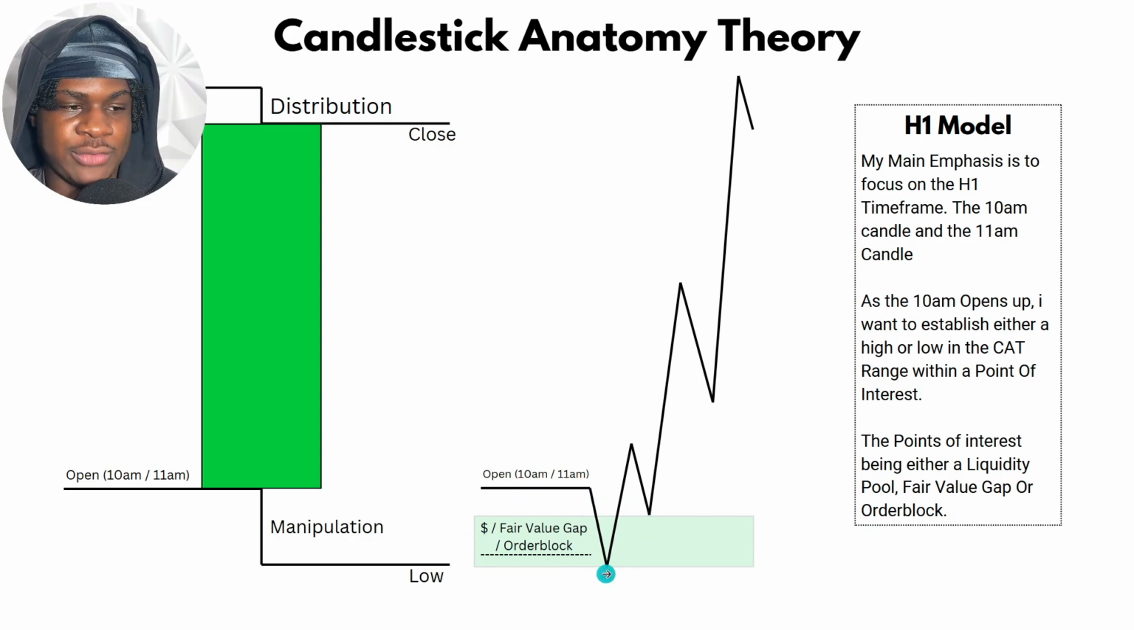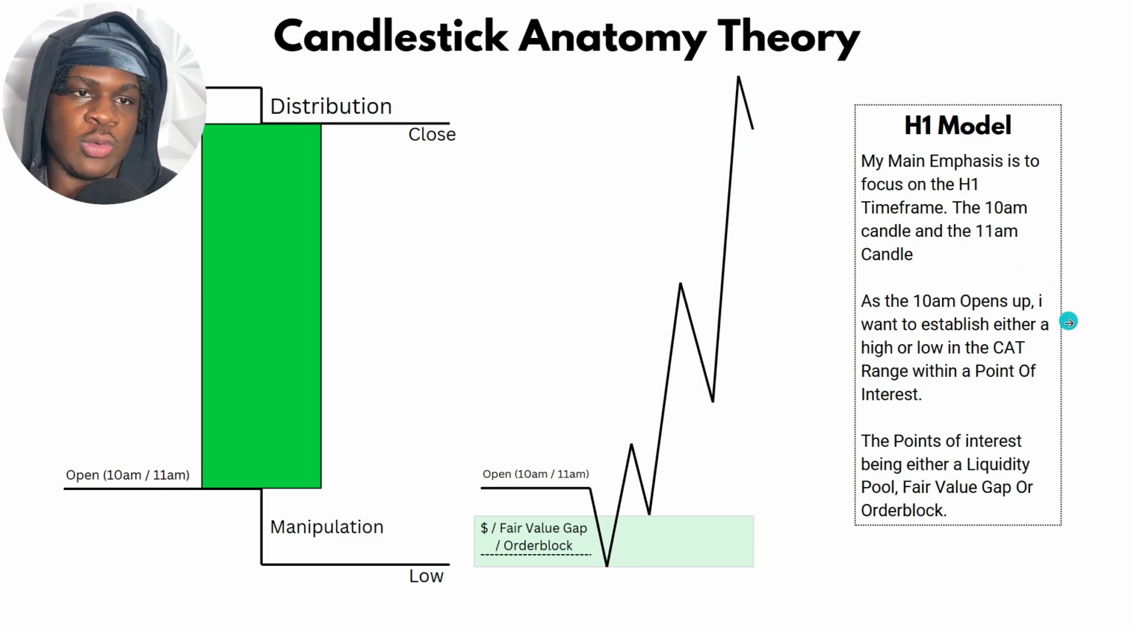And then after establishing this low and then getting this lower time frame breaker structure away from it, this is now a protected low, right? This low of that 1 hour candle is now a protected low, and obviously we can anticipate higher prices, right? This would be referred to as our H1 model.